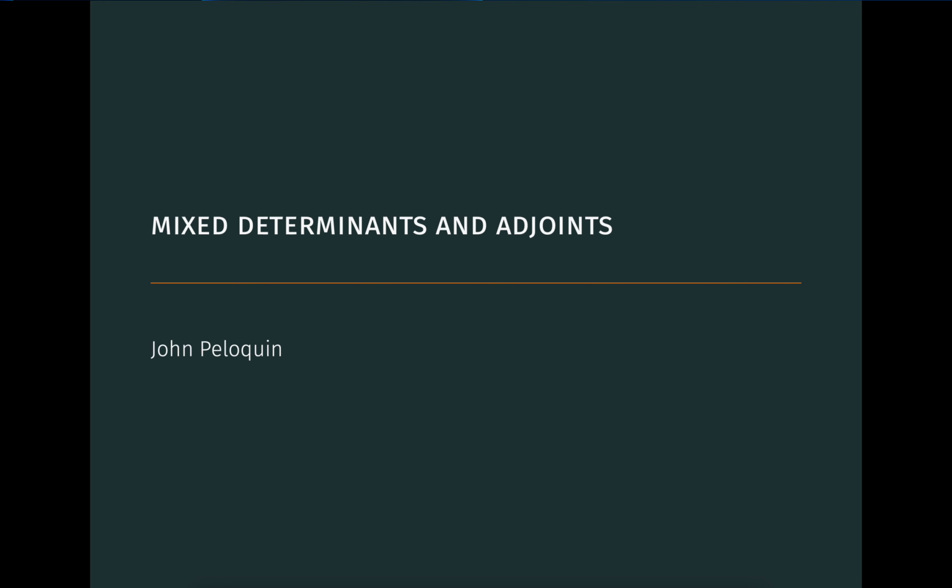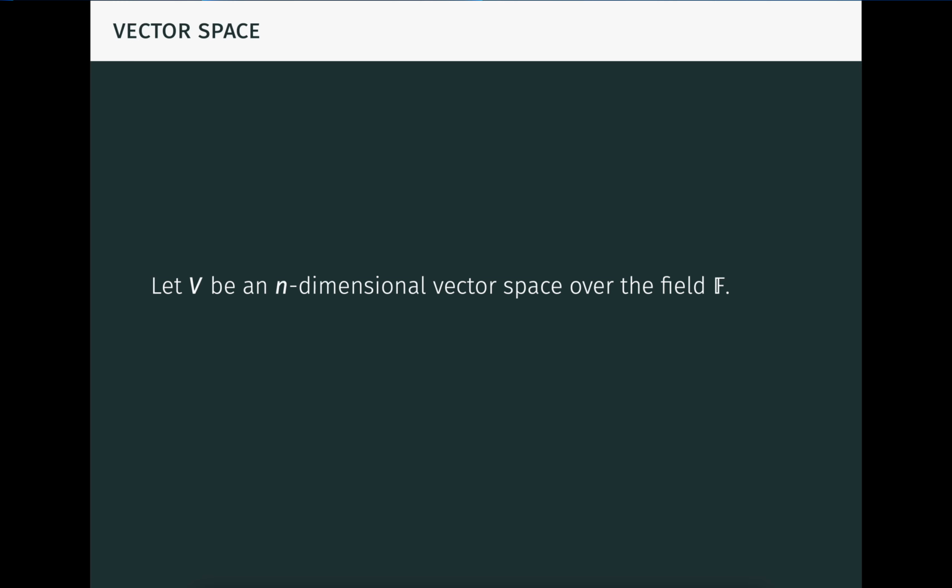Hey folks, in this video we're going to look at a really interesting way to generalize the classical determinant and adjoint to more than one linear map. Before watching this video, you may want to watch my prior videos on determinants, which cover the basics, but we'll also review what we need here. Let's get started. Throughout this video, we let V be an n-dimensional vector space over the field F.